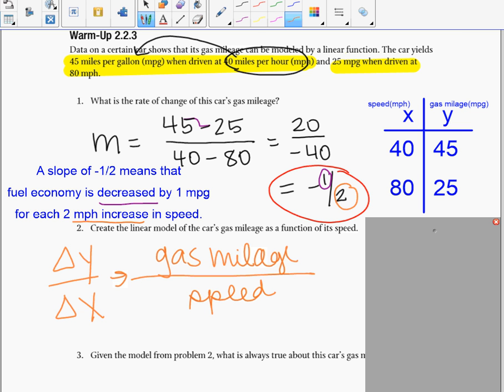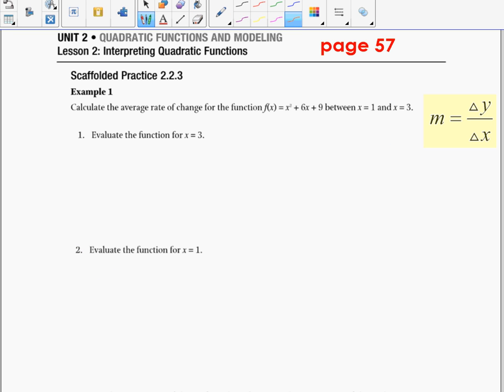So just to get some practice in today with quadratics, we're going to start doing it just with generalized quadratic functions. So on page 57, you'll see example number 1. Example number 1 says calculate the average rate of change for the function f of x equals x squared plus 6x plus 9 between x equals 1 and x equals 3. Well, the first thing we need to figure out is we have our x's, we have our change in x and change in y, but we want to know what the y is.